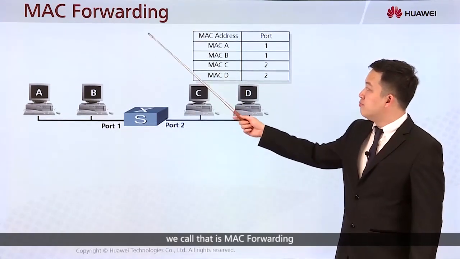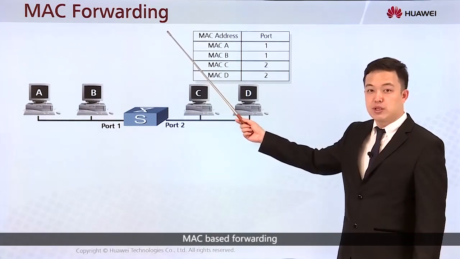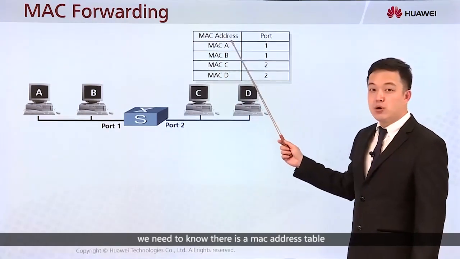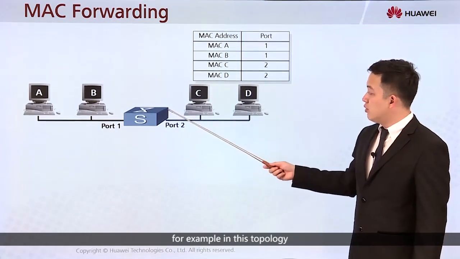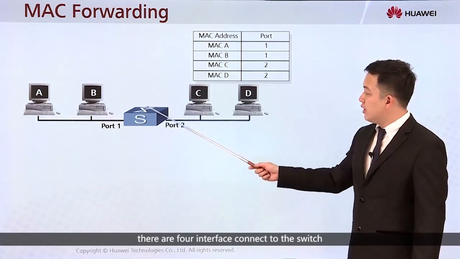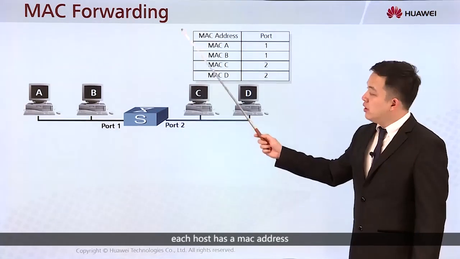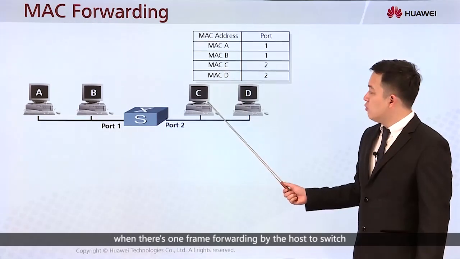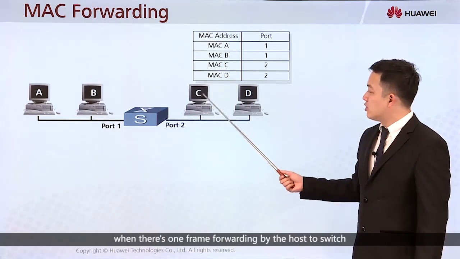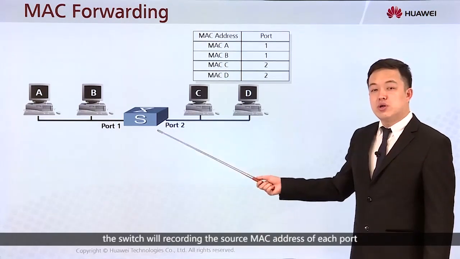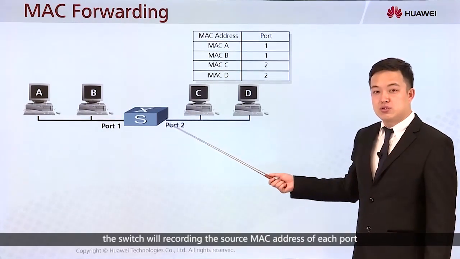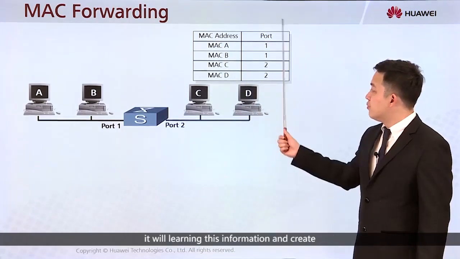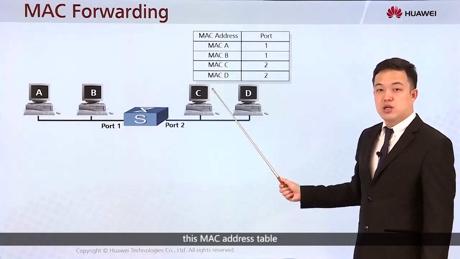We call that MAC forwarding, or MAC-based forwarding. When we talk about this, we need to know there's a MAC address table. In this topology, for example, there are 4 interfaces connected to this switch. Each host has a MAC address. When a frame is forwarded by a host to the switch, the switch records the source MAC address of each port. So it learns this information and creates this MAC address table like this.